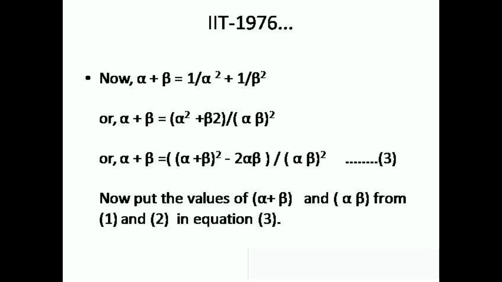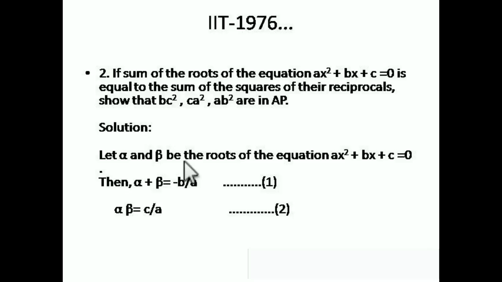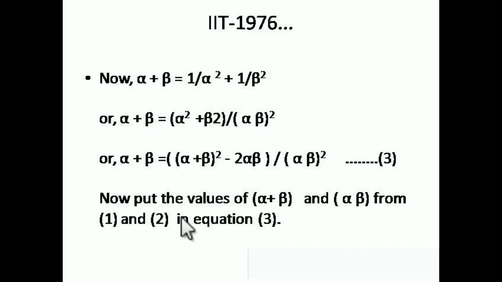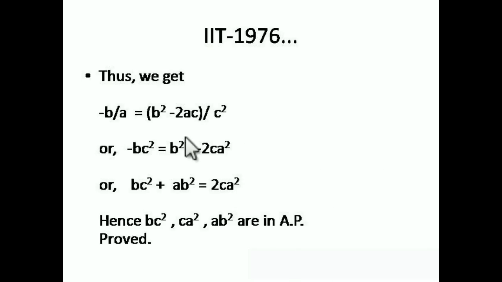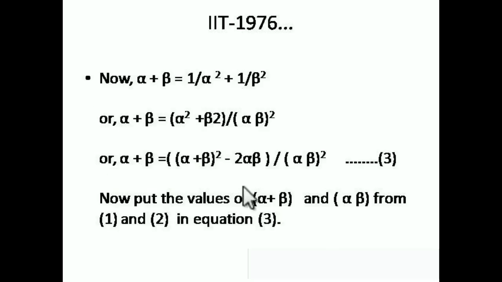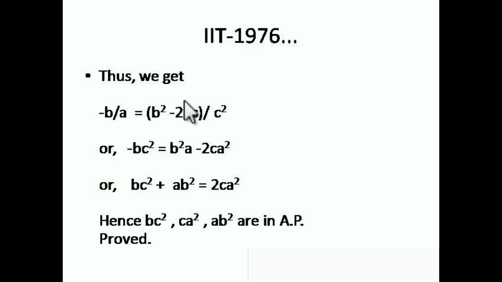Now we all know the values of alpha plus beta and alpha into beta. Alpha plus beta is equal to minus b by a, and alpha into beta is equal to c by a. Okay, so we just need to put these values in this equation number 3, and we will get the answer. Let's put the values. Alpha plus beta is equal to minus b by a. On the right side, alpha plus beta is also minus b by a, so that is b square by a square, and 2 alpha beta, that is 2c by a. We just put the values, 2ac upon c square. So we are left with this equation.